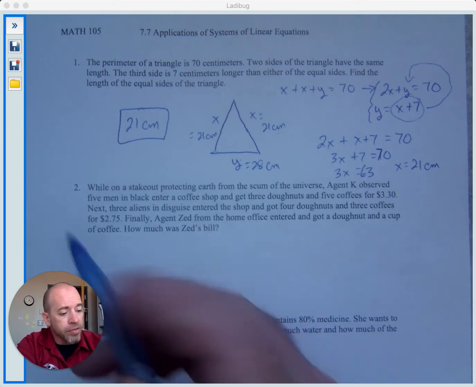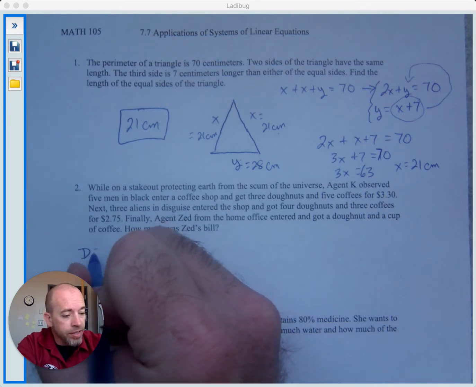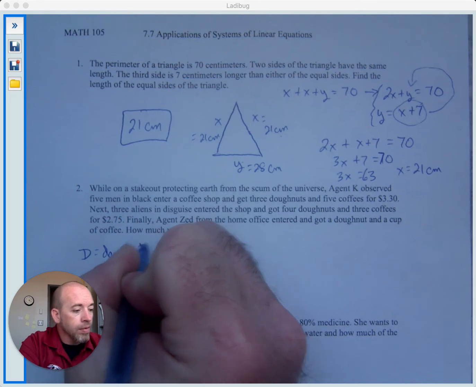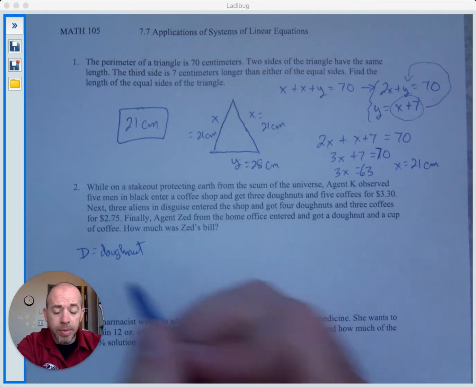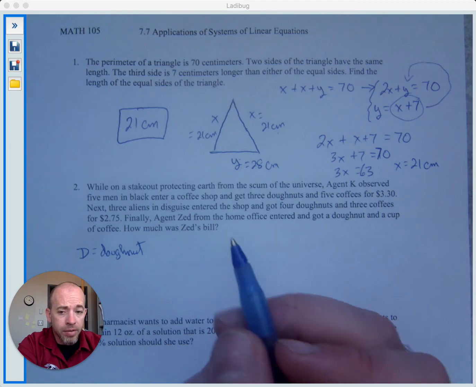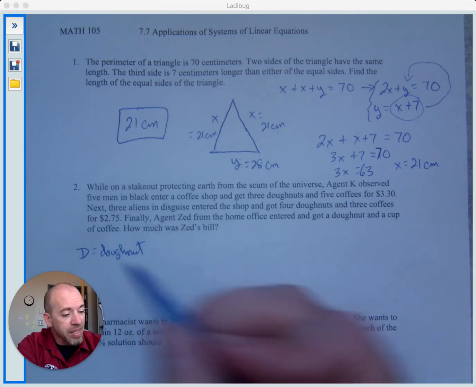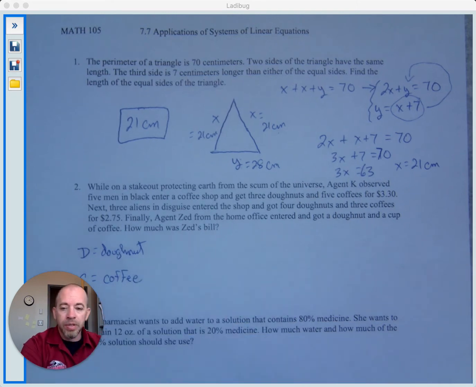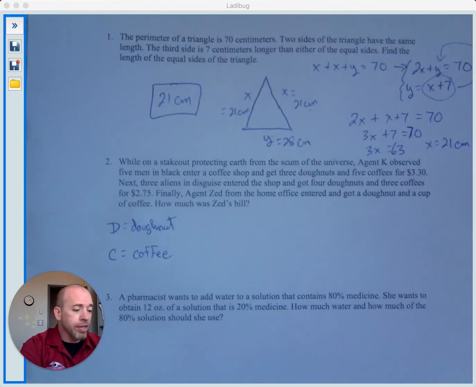So let's make those our variables. D for donut, and some people spell donut a different way because of Dunkin' Donuts, D-O-N-U-T. I'll spell it this way. C for cup of coffee. We need to find those costs. There's a cost of each, right?